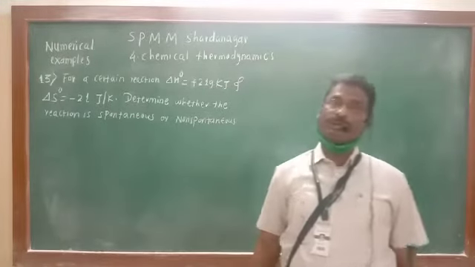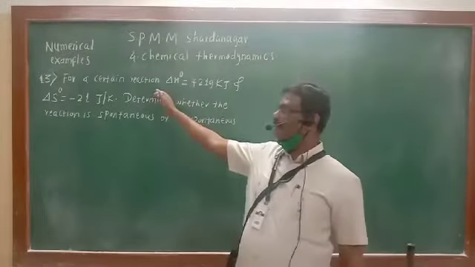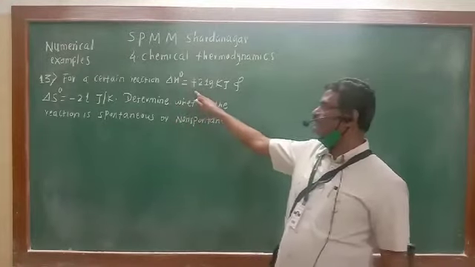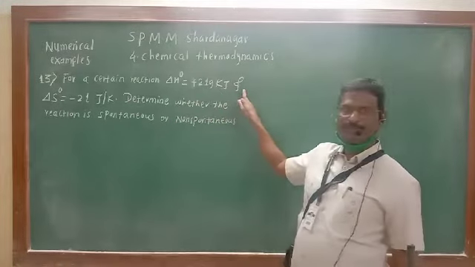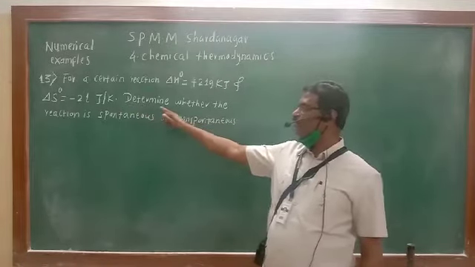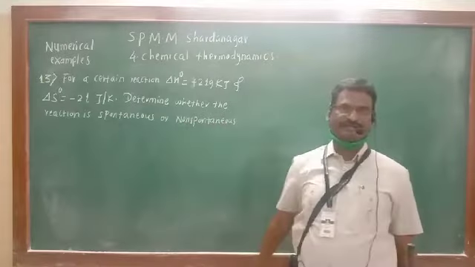In the last lecture, 4 examples we have completed, and this is the numerical example number 13 from your book. For a certain reaction, delta H0 is plus 219 kilojoule, delta S0 minus 21 joule per degree Kelvin. Determine whether the reaction is spontaneous or non-spontaneous.